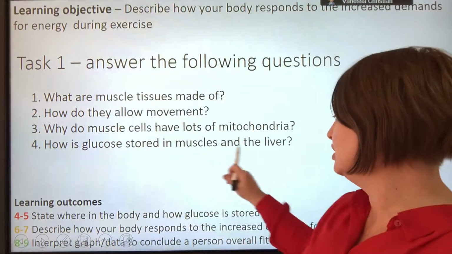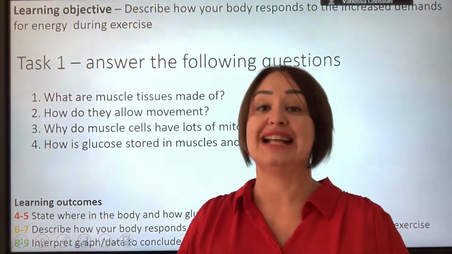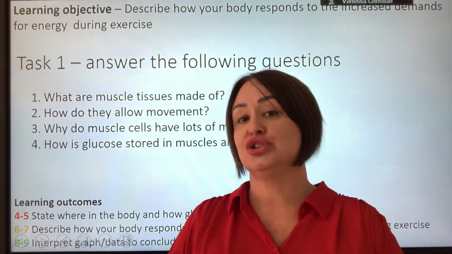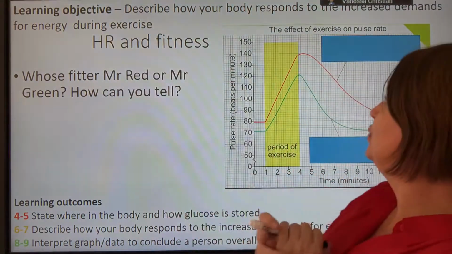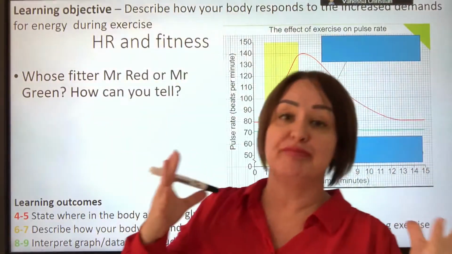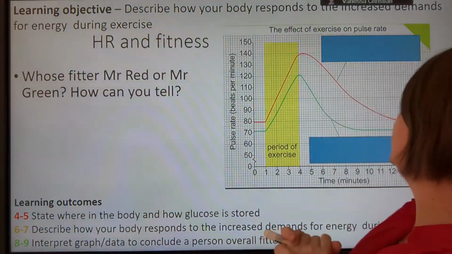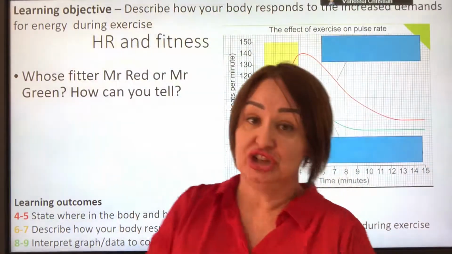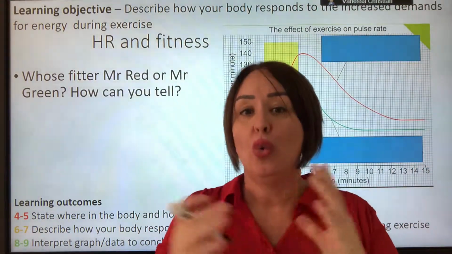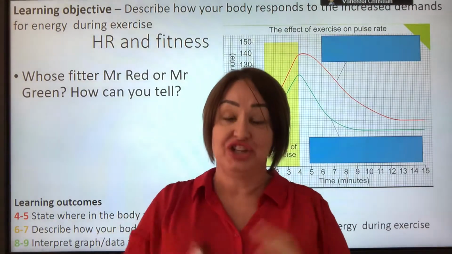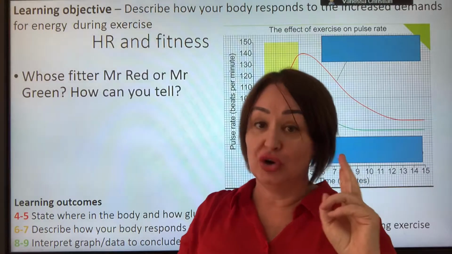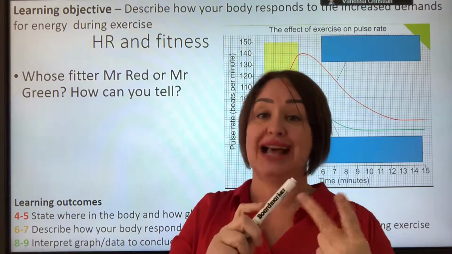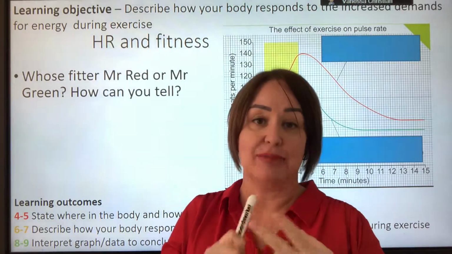How is glucose stored in the muscles and the liver? Well, we've already said that glucose is stored as glycogen. So let's discuss how we would describe how the body responds to increased demands for energy during exercise. Well, to get energy, we need to respire more. And the two reactants that we need for respiration are glucose and oxygen. How do we get more oxygen?